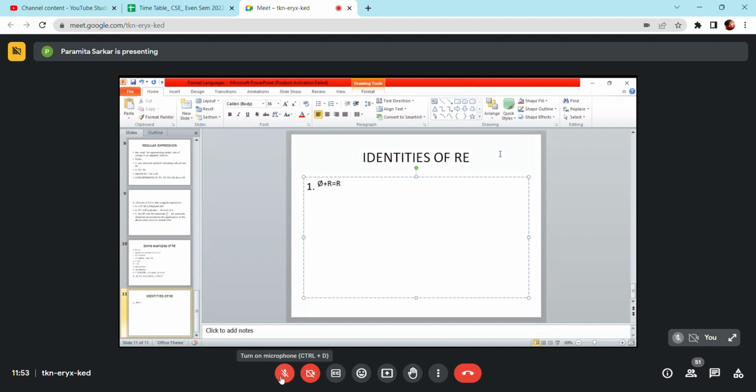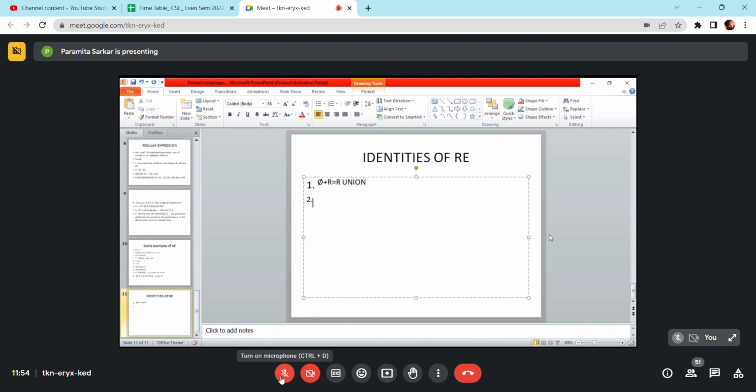So what does it mean? You write here, if you have a copy, that phi denotes an empty set and r denotes a regular expression. This plus symbol between two sets denotes union. Union operation between an empty set and a regular expression always produces another regular expression. So this is the union operation.